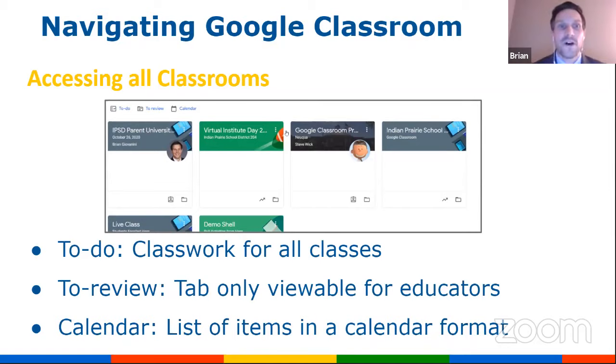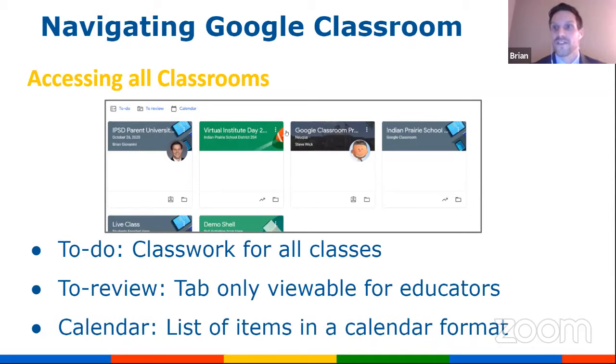Up at the top, you'll also see a couple of other different tabs as well. The first one is the to-do tab. This is all of your assignments for specific classes where you can access the things that are upcoming today, tomorrow, as well as some things that are missing, as well as things that have been completed and done in the past. The review tab is only available for educators.